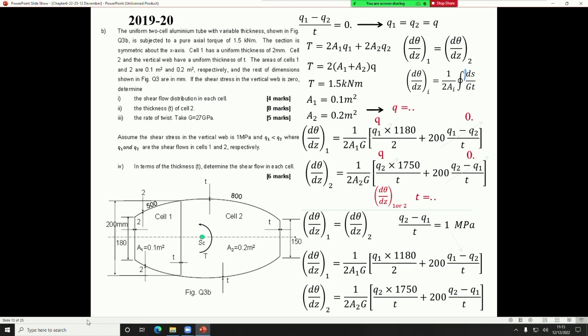Now, in your coursework, you didn't need the thickness of the vertical web for the first part of the question. If you remember, you didn't need it. But in this one, because T is all over here for the second cell, we find it in the first part as well. Okay, we move on to the next example.